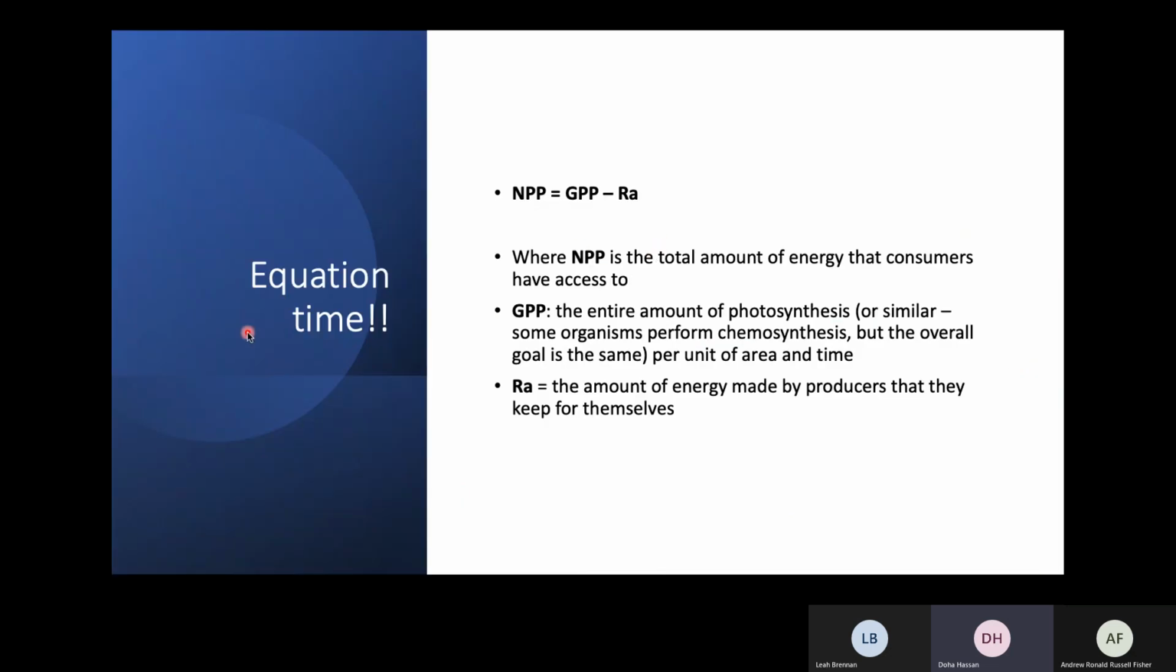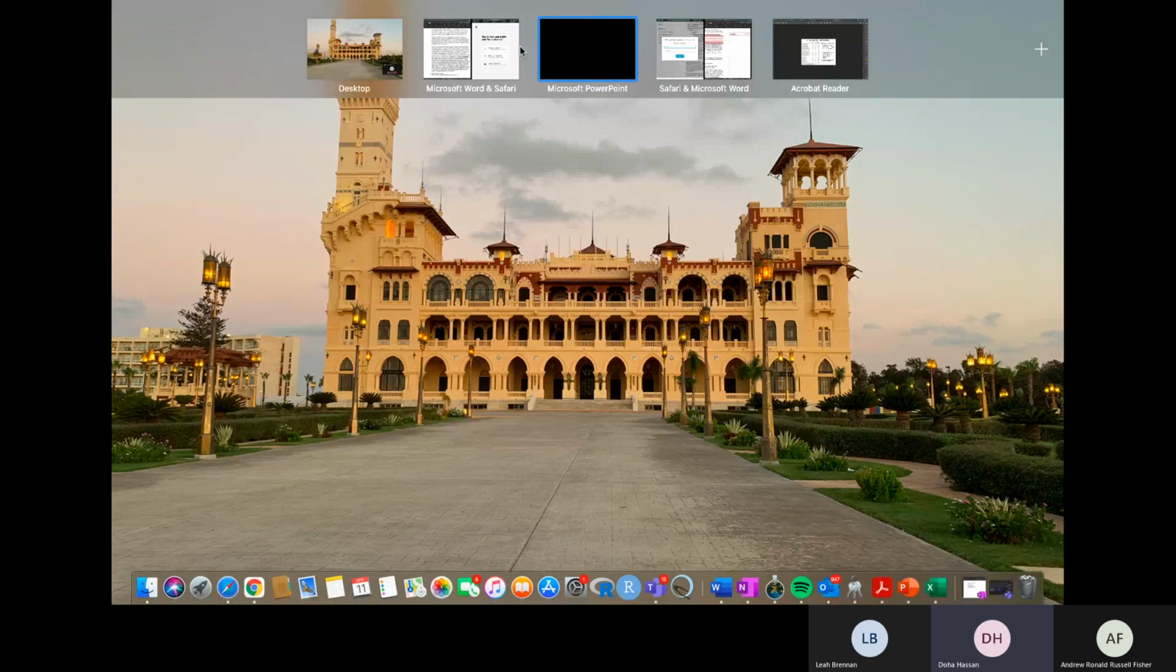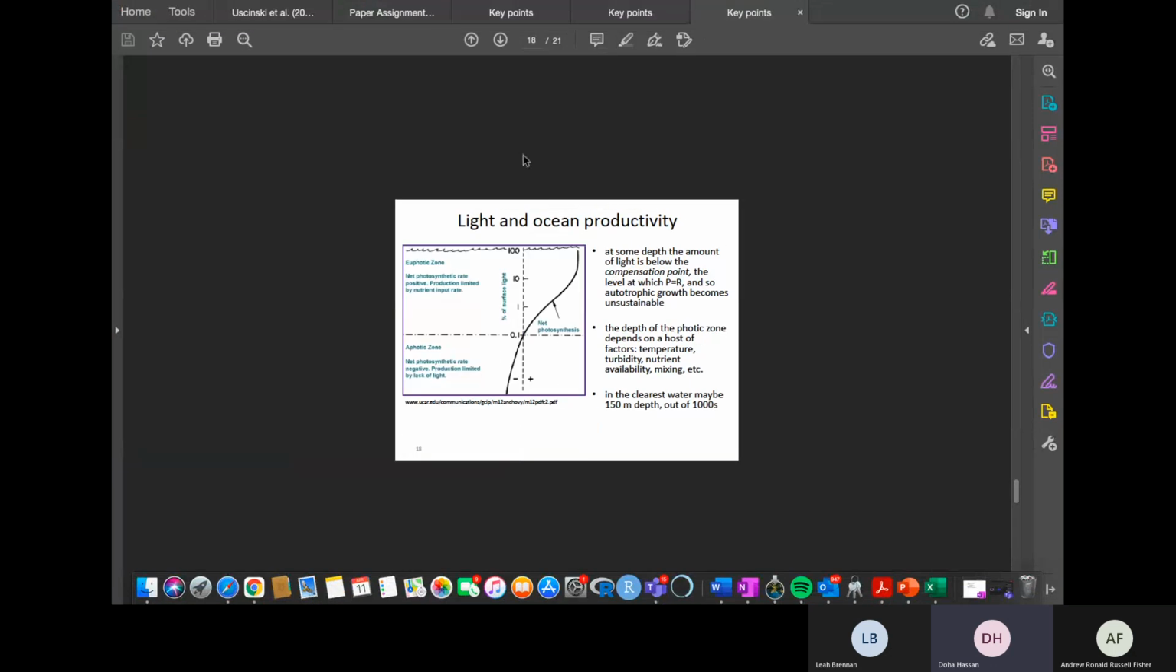Okay, so now it's equation time again because you just didn't get enough before. This time we're going to do an equation: NPP equals GPP minus RA. I can't even remember what these stand for, but I think I have it open.